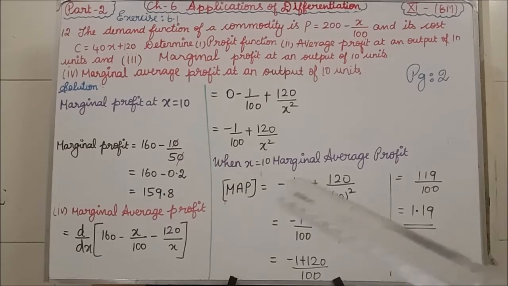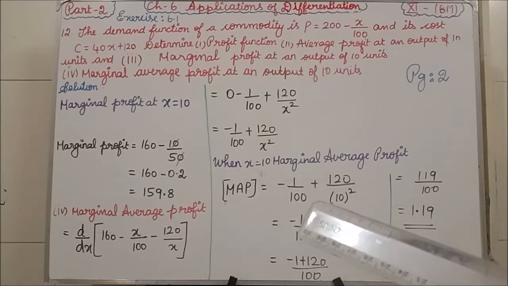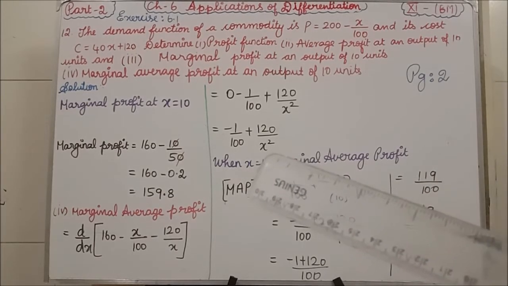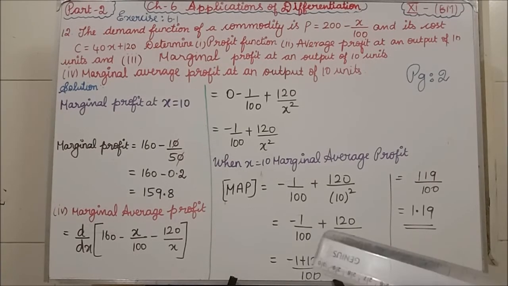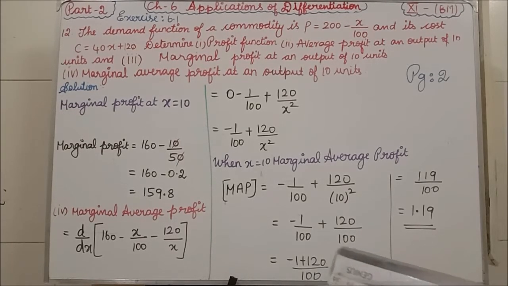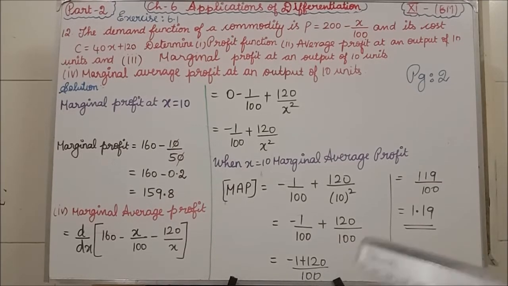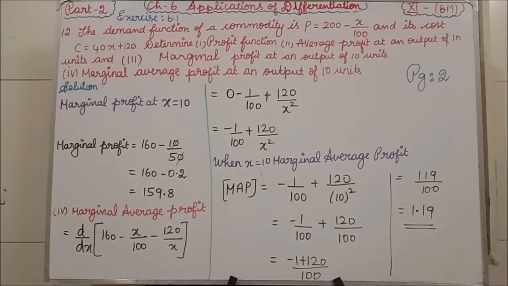Now see, when x equal to 10, the marginal average profit we are substituting is minus 1 by 100 plus 120 divided by x square, isn't it? So in the place of x we substitute 10, the whole square. So minus 1 by 100 plus 120 divided by 10 square, which is 100. Both the denominators are the same, so 120 minus 1 is 119 divided by 100. So what we get is 1.19, the marginal average profit at output 10 units. That is the answer. Clear students, all of you, the 12th question?